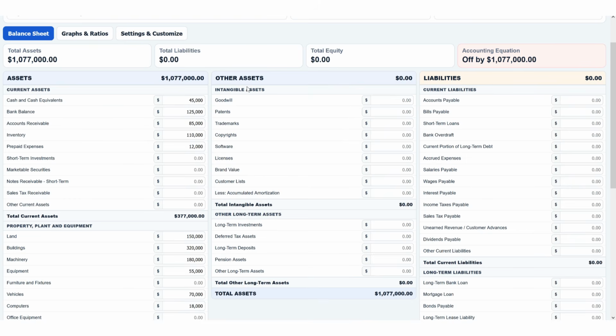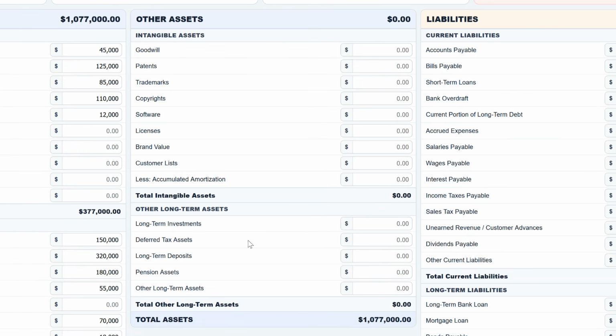Let us continue with the remaining asset categories. Although these sections are often smaller than cash, inventory, or machinery, they can still represent significant business value and should never be ignored when preparing a professional balance sheet. The next section inside our balance sheet builder is intangible assets.